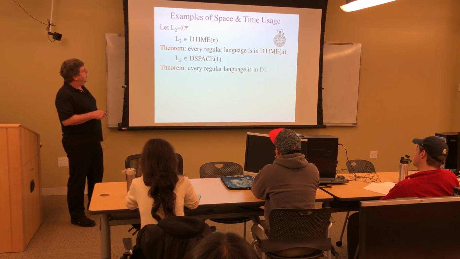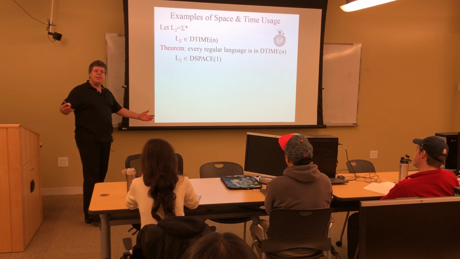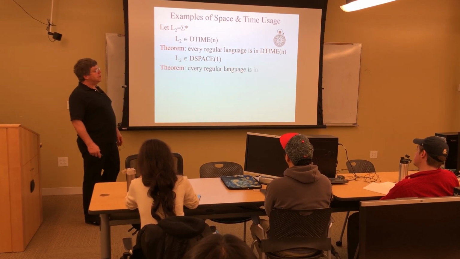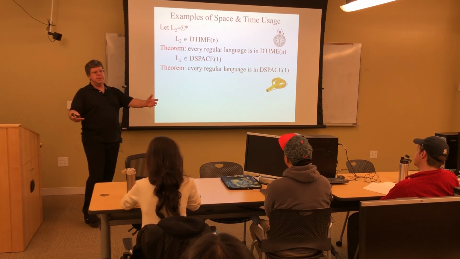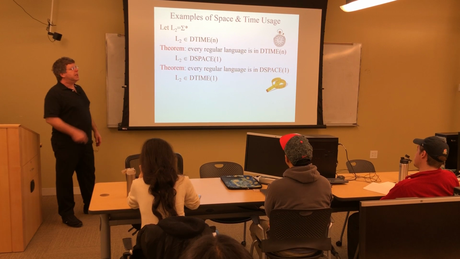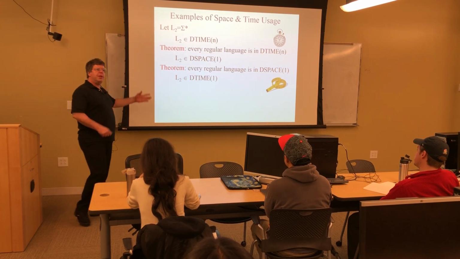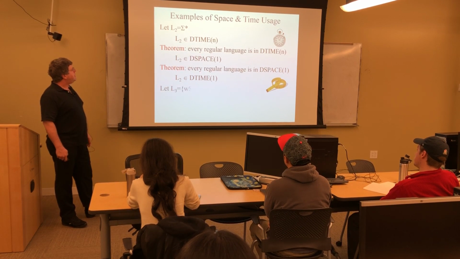It's also in deterministic constant space. Why? Because the finite automata doesn't use any extra space. If it used a lot of extra space, it wouldn't be a finite automata, it would be a what? Turing machine, right? So every regular language is in deterministic constant space. So these are simple theorems. Soon the theorems will not be so simple.